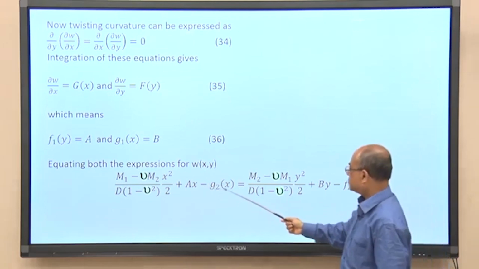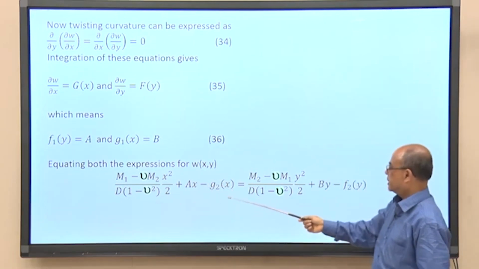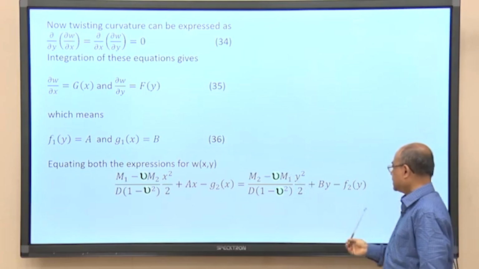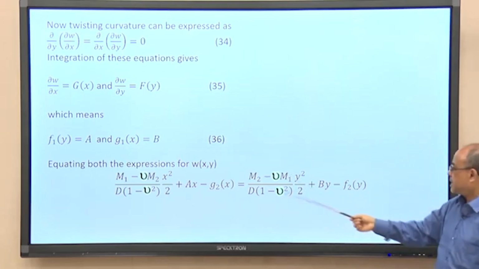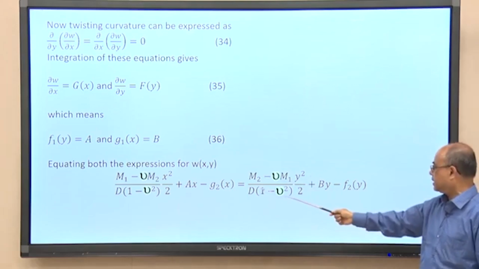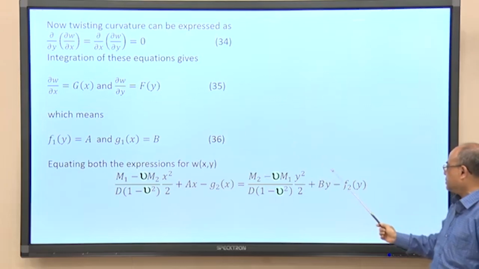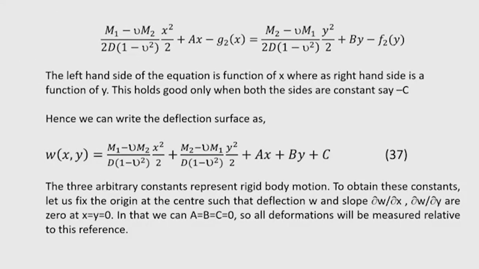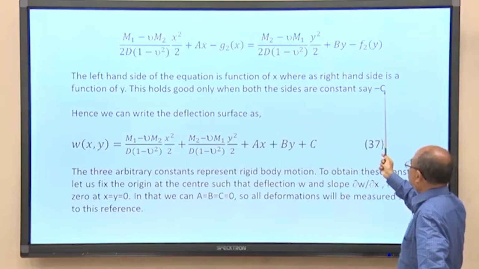You can see here in the left hand side the expressions are functions of x, in the right hand side the expressions are functions of y. This clearly indicates, okay, because m 1, m 2, Poisson ratio and capital D all are constant, b is a constant, a is a constant. But how can a function of x be equal to a function of y? This is not possible unless both are constant. Okay. So, that is a very important conclusion, and based on that this holds good only when both the sides are constant, and that constant I am taking as minus c.